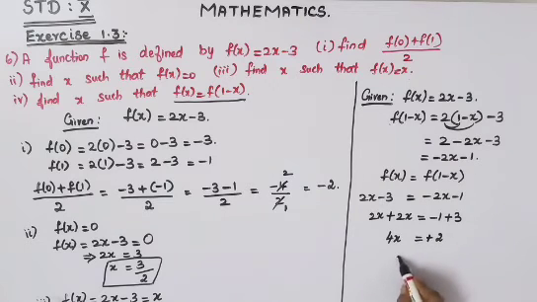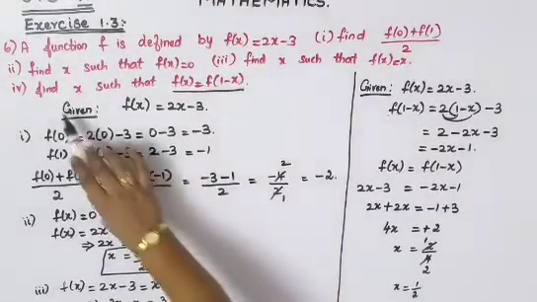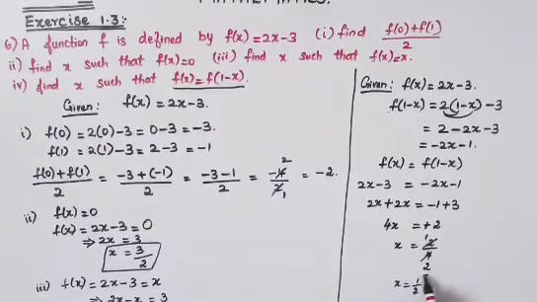So the next step is x is equal to 2 divided by 4. You can go for cancellation. Here it is once and here it is twice. So the answer is x is equal to 1 by 2. They have asked you to find x only. So we have got the value of x.